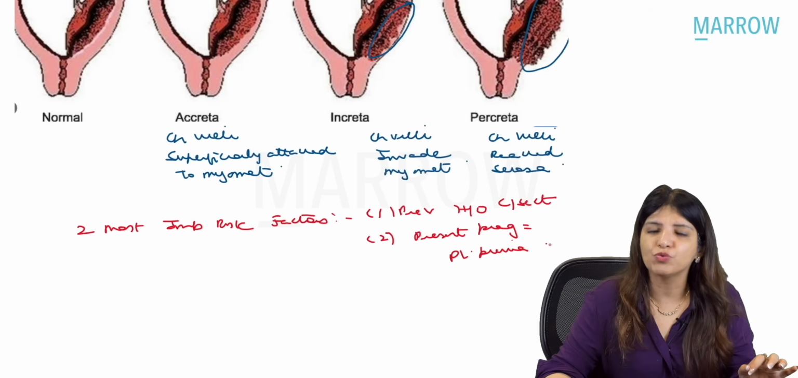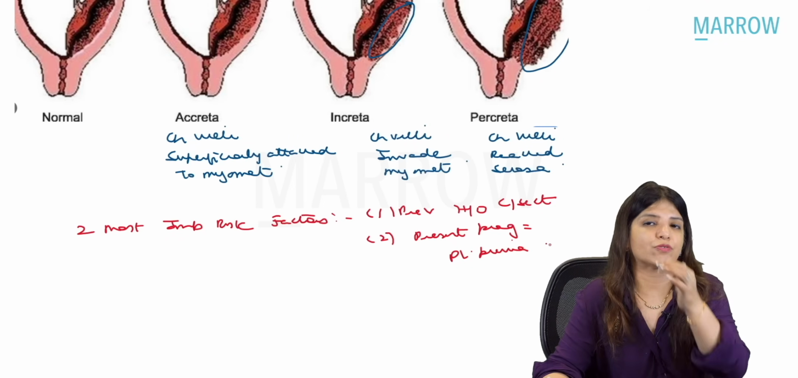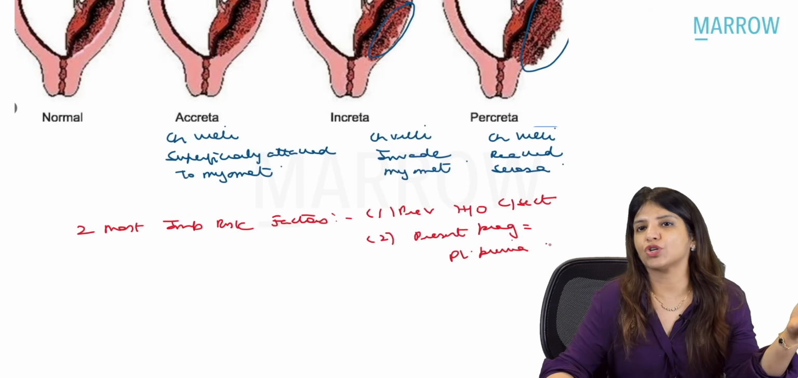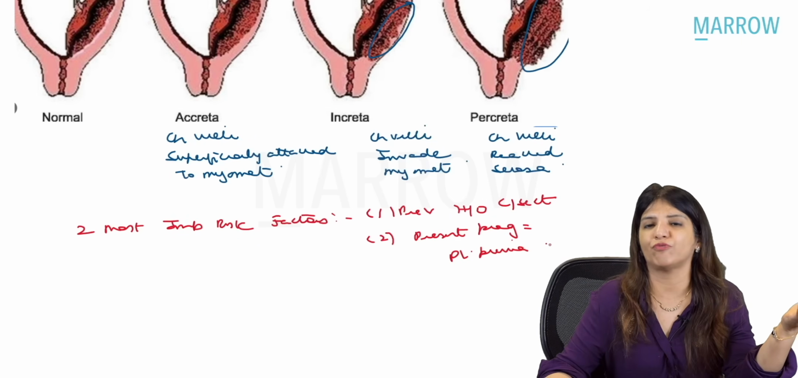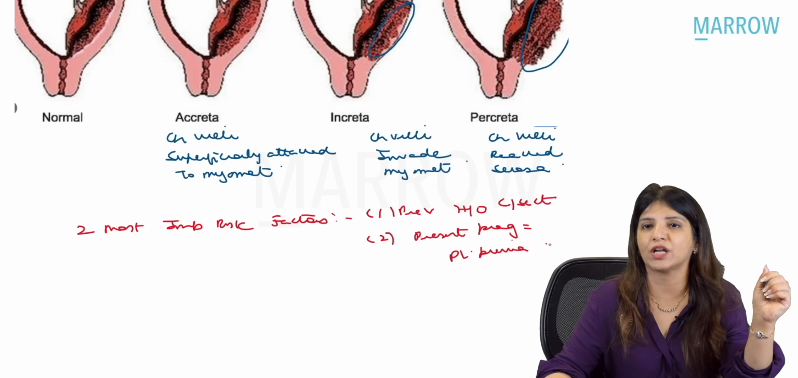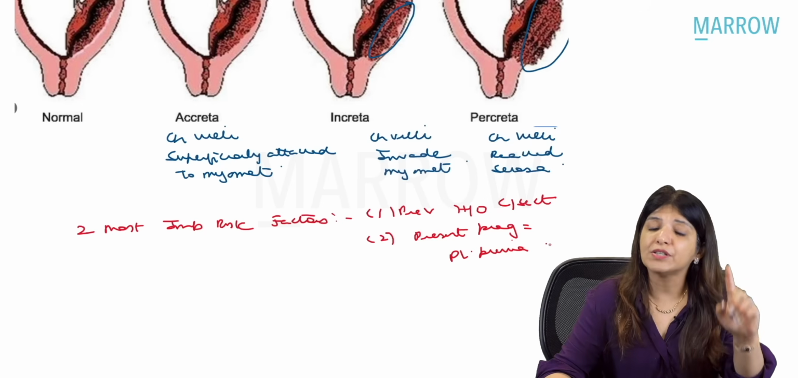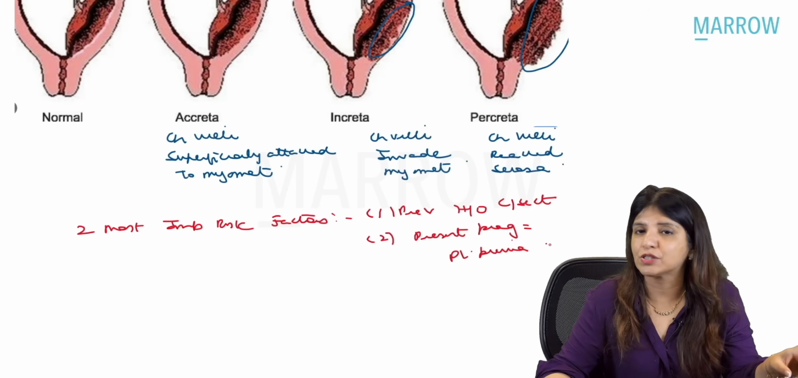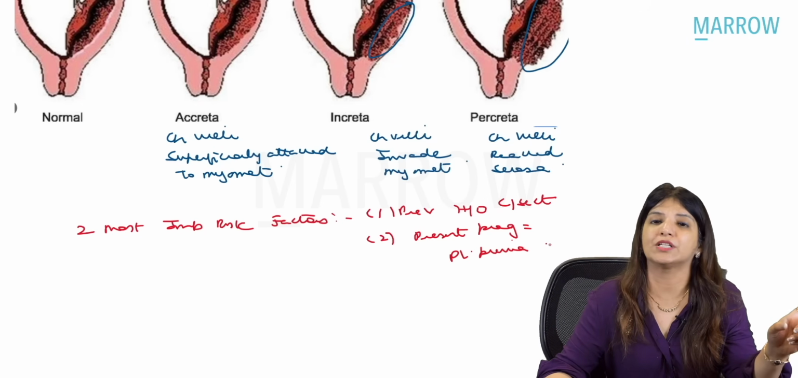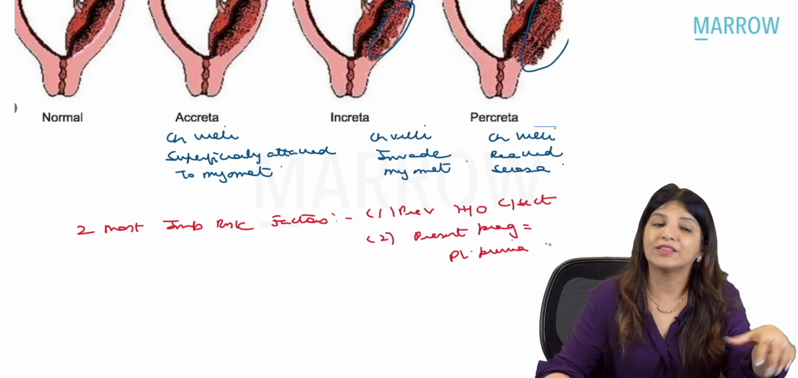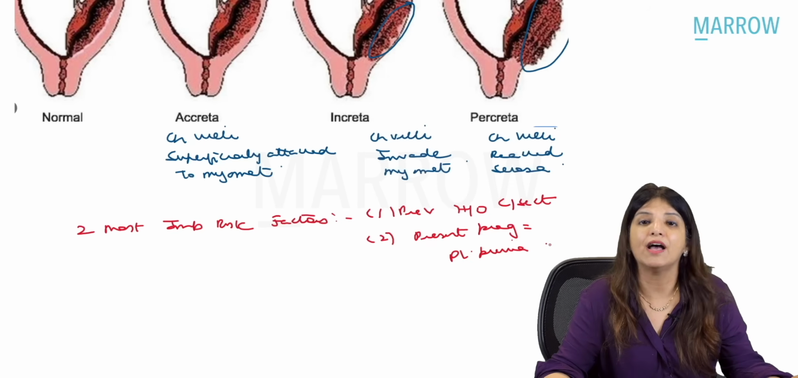So in order to confuse you, they will say all of the following are risk factors for placenta accreta except: option A, previous history of cesarean section, option B, previous history of myomectomy, option C, previous history of curettage, option D, previous history of placenta previa. Please remember, previous history of placenta previa is not a risk factor for placenta accreta spectrum. In the present pregnancy, the patient should be having placenta previa. Right, that is a risk factor for placenta accreta.